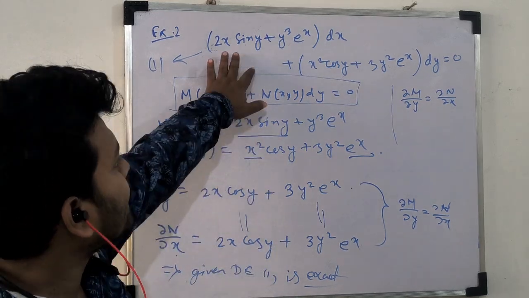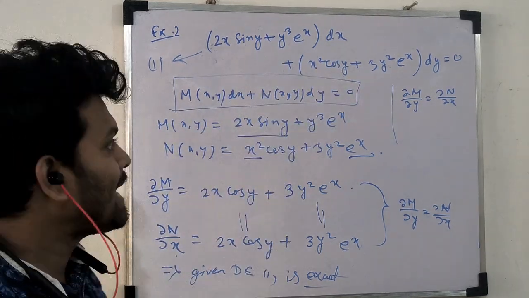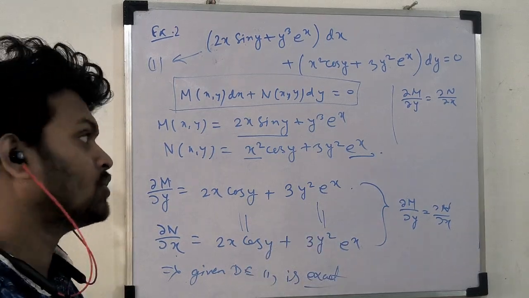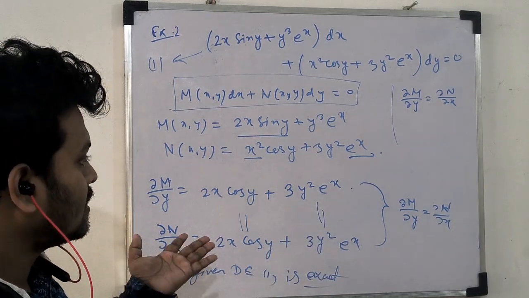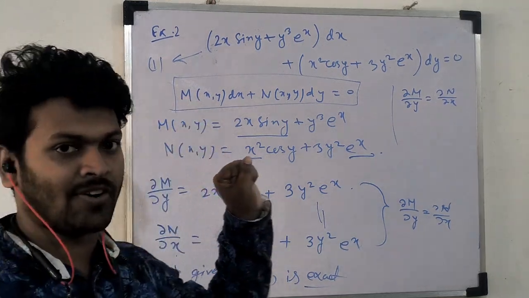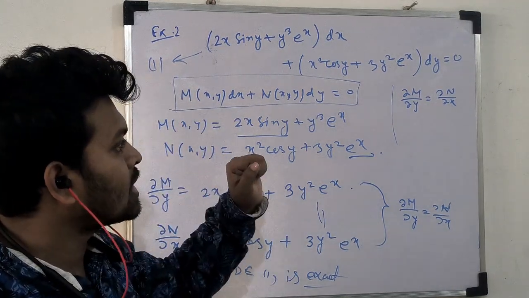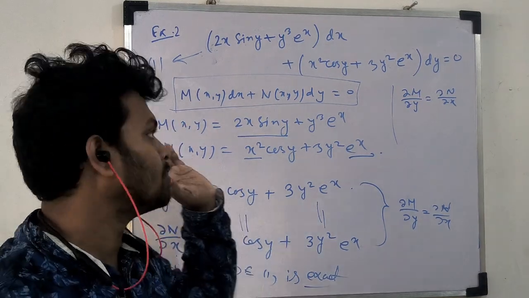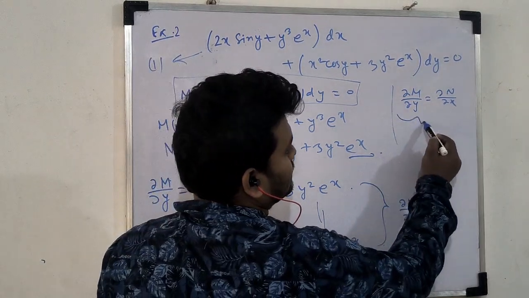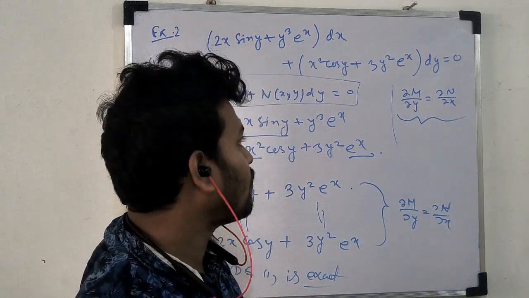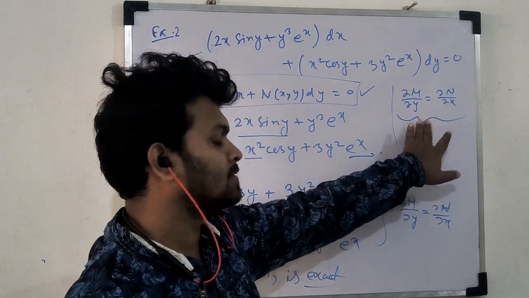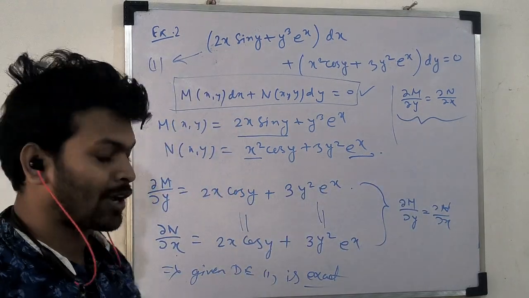That means we can find a function f so that it can be written as df equal to 0, and therefore f equal to c is the solution for the differential equation. So in this lecture, the main goal was to understand what an exact differential equation is and under which condition the equation becomes exact or non-exact. This is the necessary and sufficient condition for a differential equation in this form to be exact.